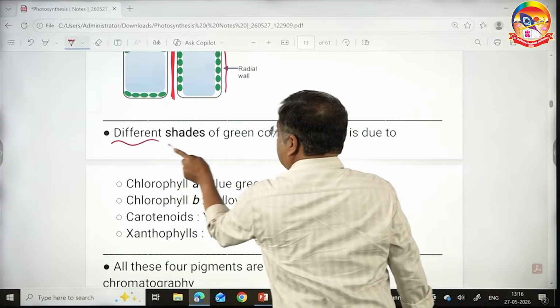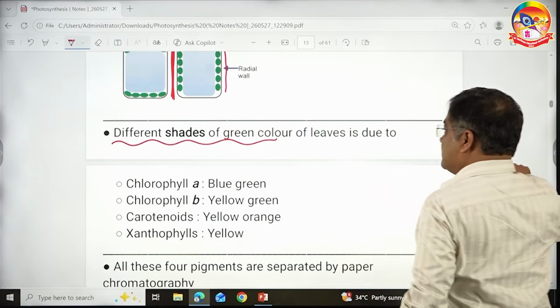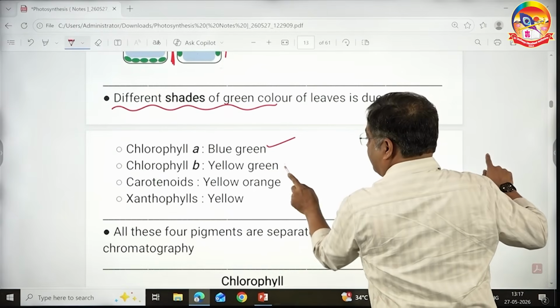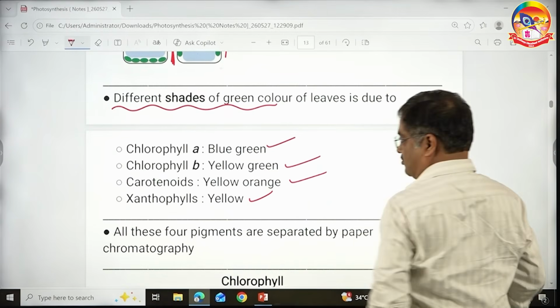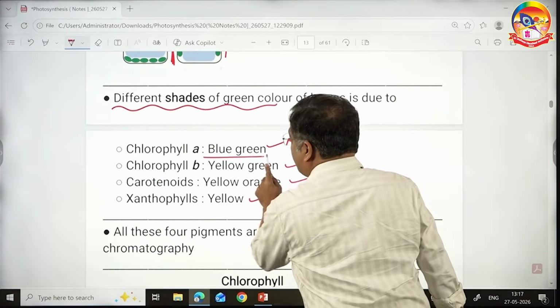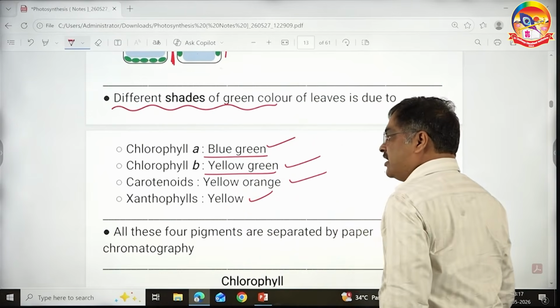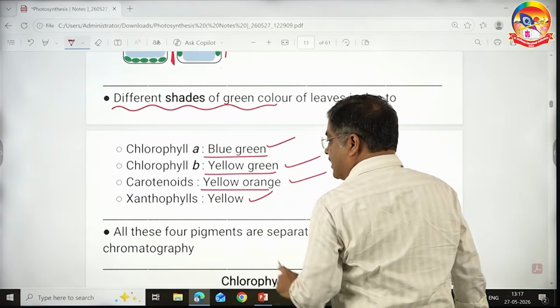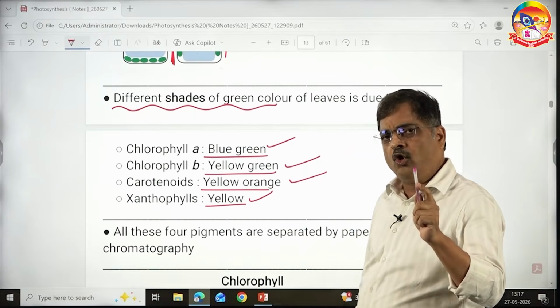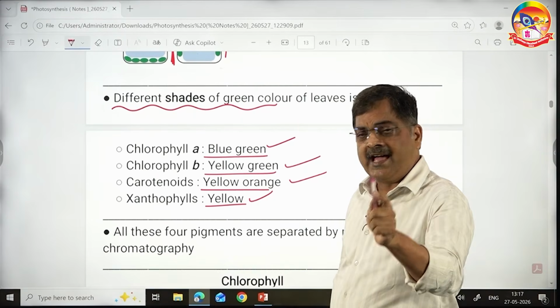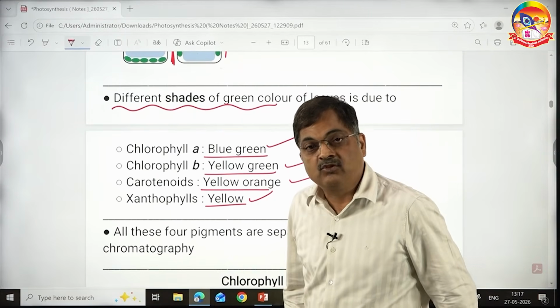Different shades of green color are because of chlorophyll A, chlorophyll B, carotenoids and xanthophylls. So chlorophyll A is blue-green, chlorophyll B is yellow-green, carotenoids are yellow-orange, xanthophylls are yellow. Have you seen old and mature leaves, children? Yes, they are yellow because of lutein, a xanthophyll.